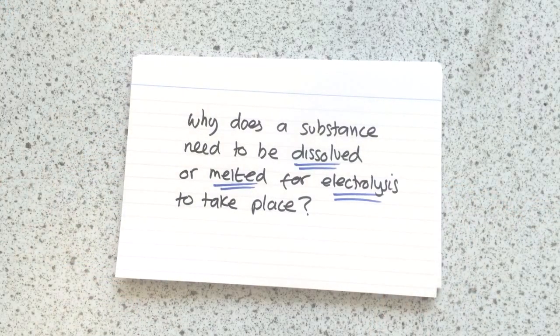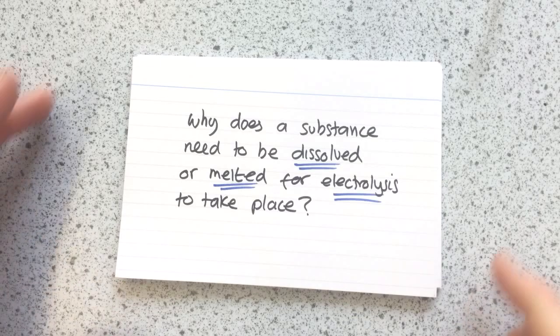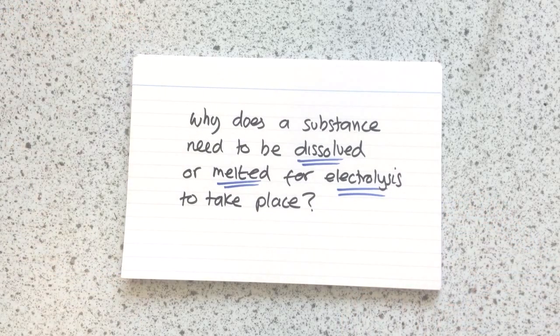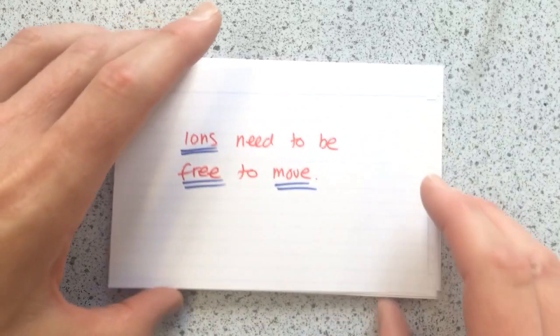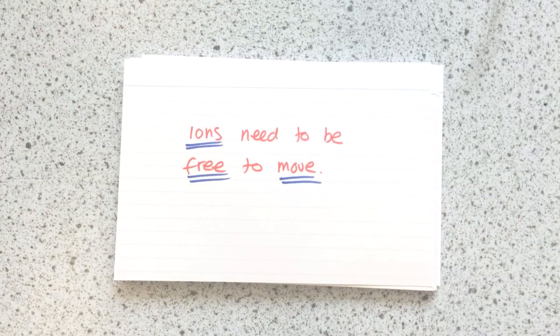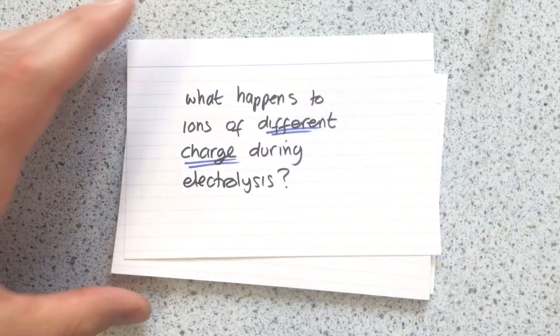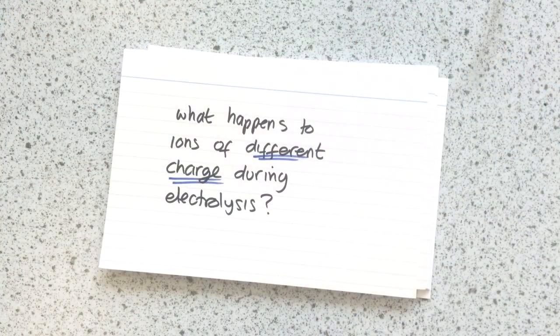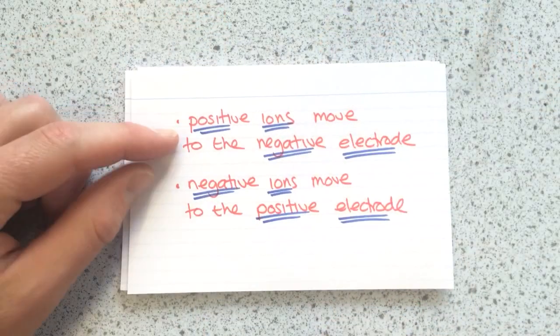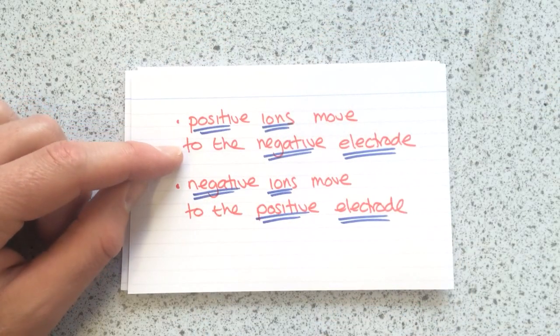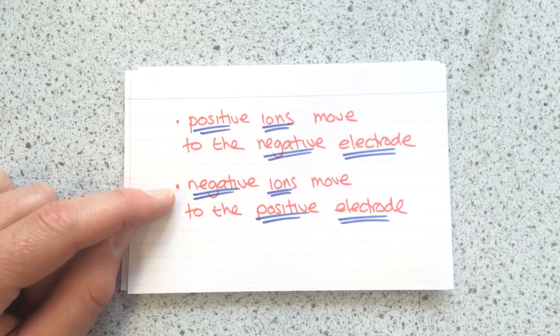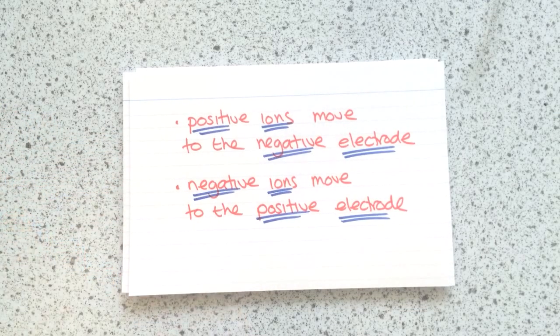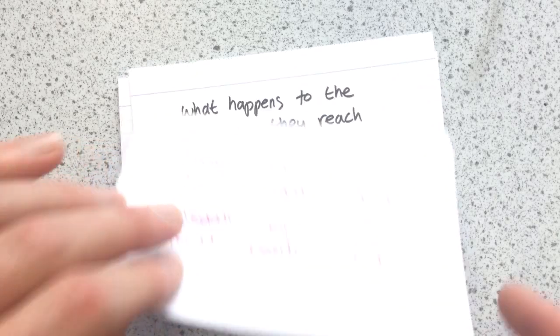Next one. Why does a substance need to be dissolved or melted for electrolysis to take place? It's because ions need to be free to move. What happens to ions of different charges during electrolysis? The positive ions move towards the negative electrode, and the negative ions move towards the positive electrode. So opposite charges go towards the oppositely charged electrode.